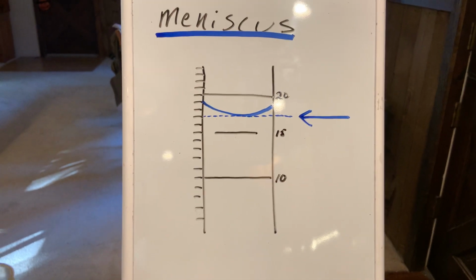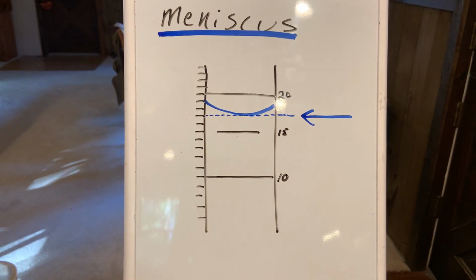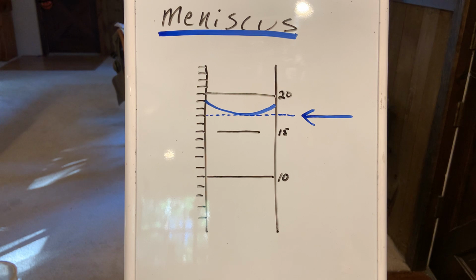When water enters the graduated cylinder, it forms this thing called a meniscus. Meniscus has a property called cohesion and adhesion. Cohesion means it kind of likes to stick to itself, and adhesion is where it likes to stick to other things. Here, I'll give you a demonstration.